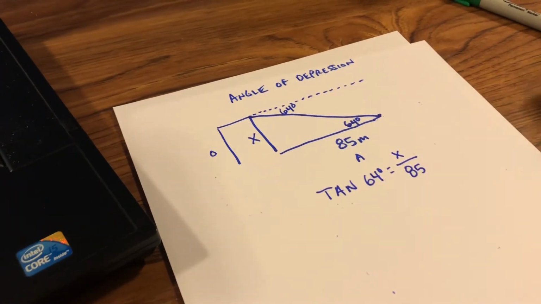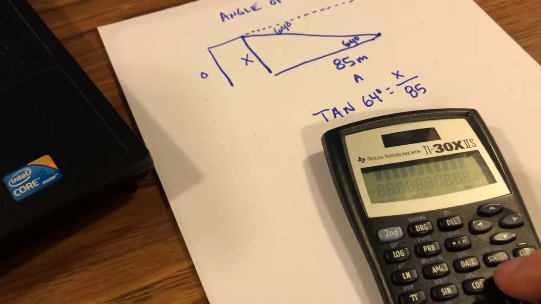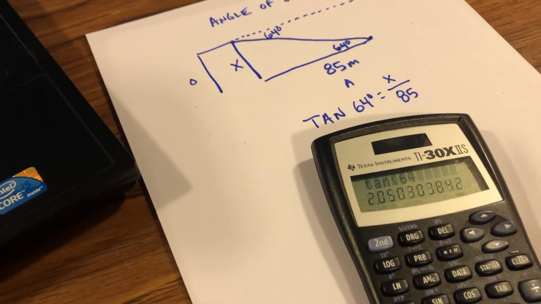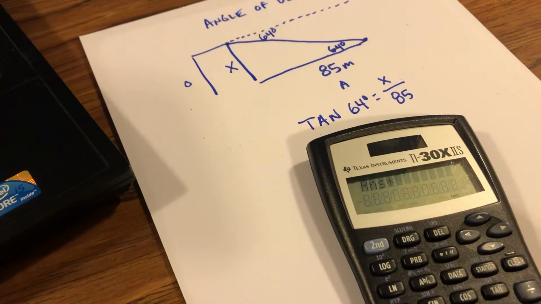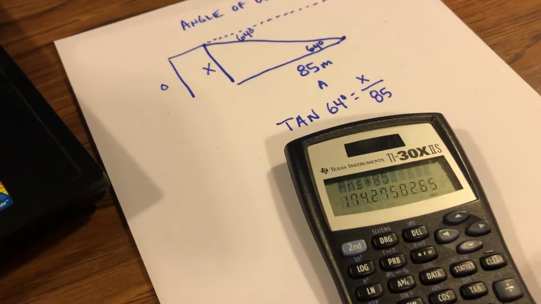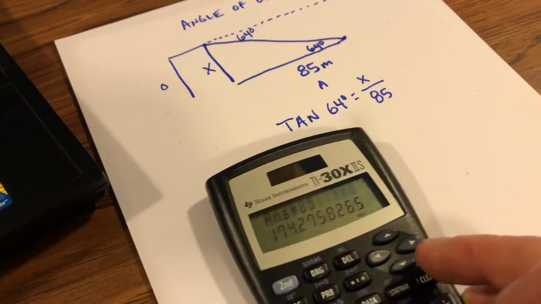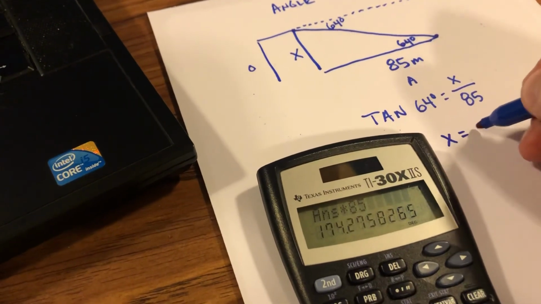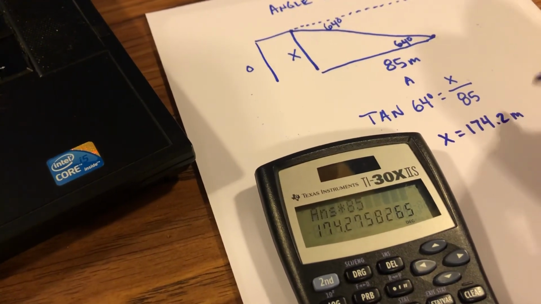And again, from here it becomes a calculator problem. I'm going to type into my calculator tangent of 64 and hit enter. It gives me 2.05. I'm going to multiply that number by 85 to solve my equation, and that gets me 174.2. Again, we're rounding to the nearest tenth, so we would say here the height of the building is 174.2 meters.